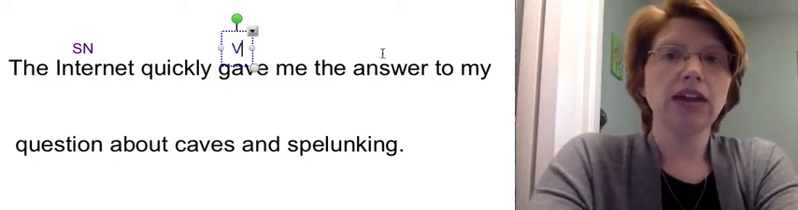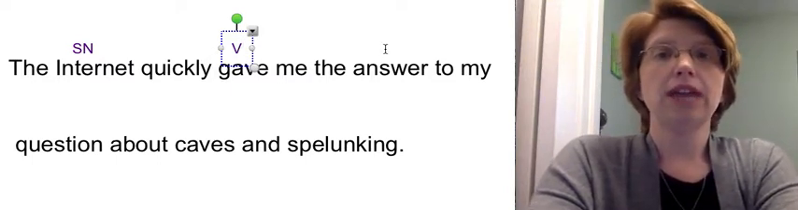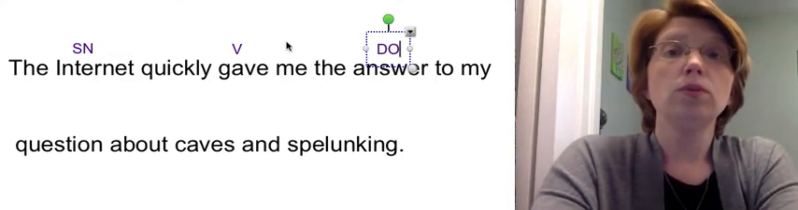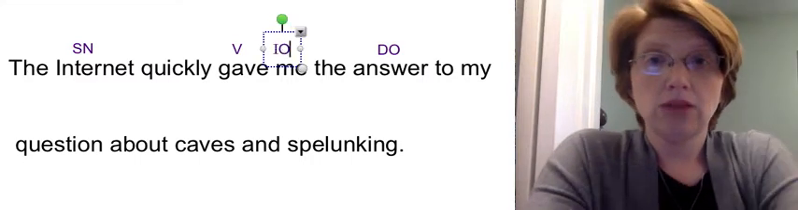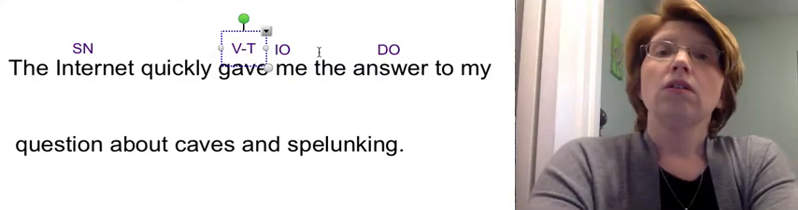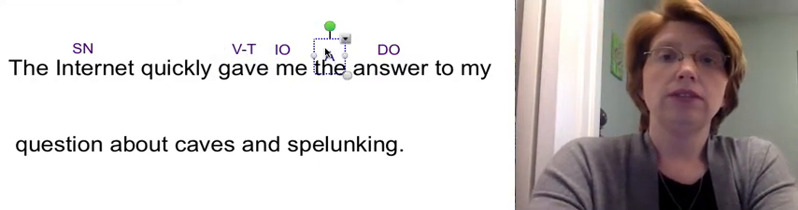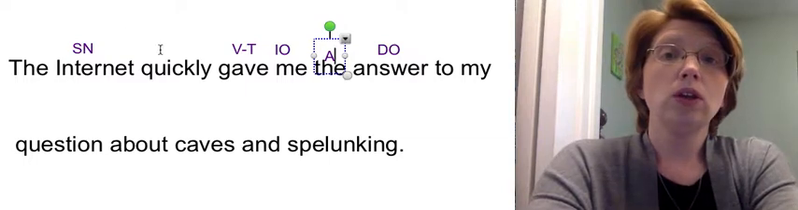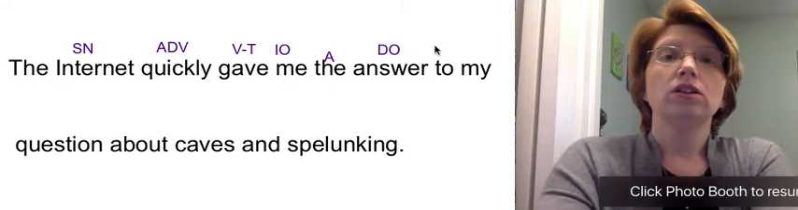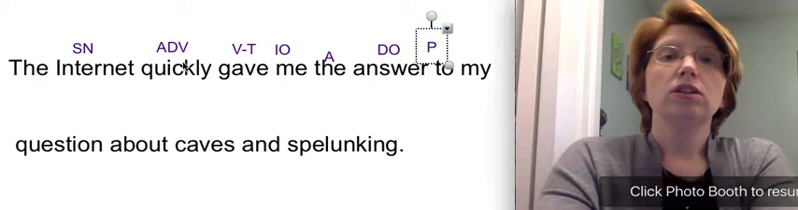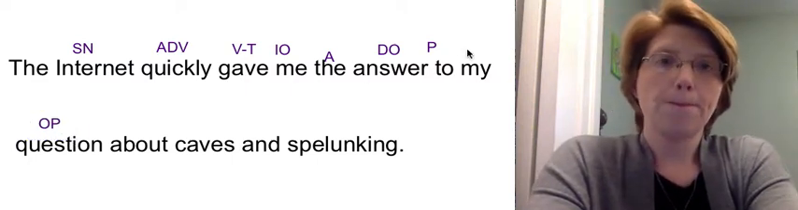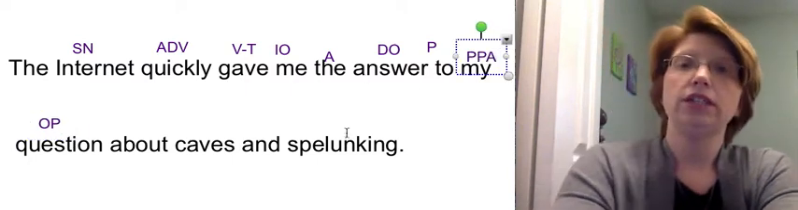Answer. Verify the noun. Does answer mean the same thing as internet? No. Answer, direct object. Gave the answer to whom? Me, indirect object. Verb transitive. The, article adjective. Gave the answer to me how? Quickly, adverb. To, preposition. To what? Question, object of the preposition. Whose question? My, possessive pronoun adjective.